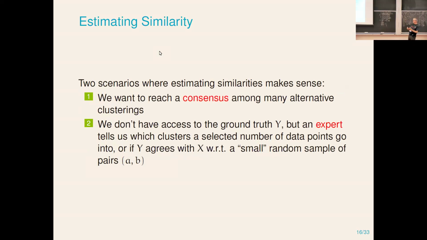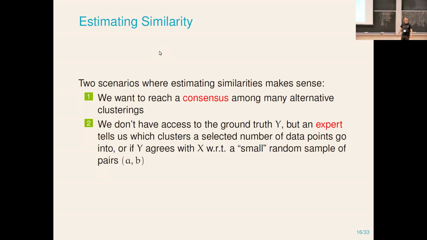One is not so common, but imagine you have some data that you will classify or cluster using different algorithms, and then you want to reach some sort of consensus among the algorithms. Then it might be useful to have those similarity measures between the different algorithms, the different clusterings. But I think that the most interesting situation is this one.